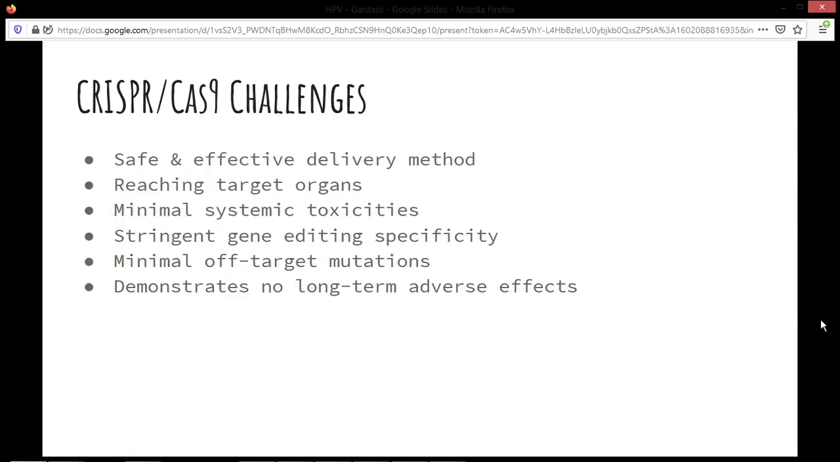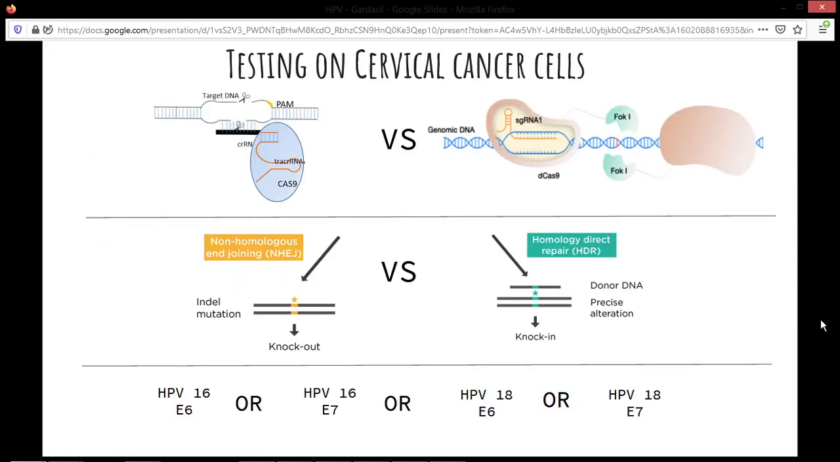Challenges to be considered with CRISPR-Cas9 include ensuring safety and efficacy, and being able to reach target organs with minimal systemic toxicities. Also required is stringent on-target gene specificity and no long-term adverse effects. The team compared numerous variables, including wild-type Cas9, which is considered highly promiscuous due to its ability to bind to off-target genes, and FokI-dCas9, which is more stringent due to the Cas9 being catalytically dead and the FokI nuclease domain requiring dimerization for double-stranded breaks.